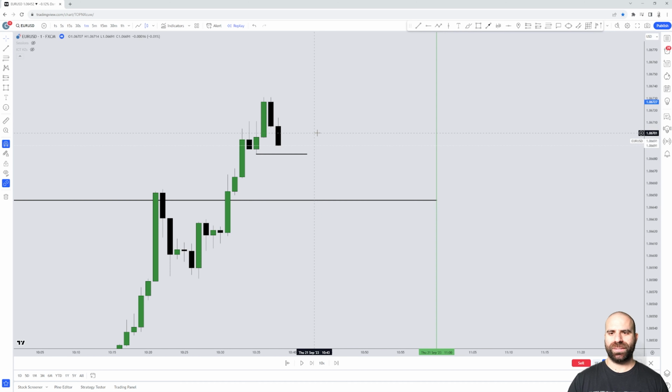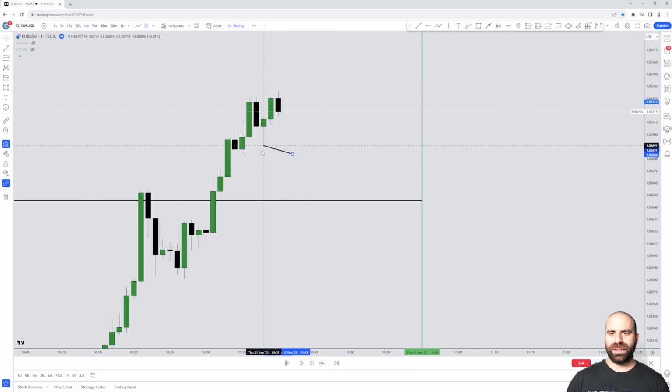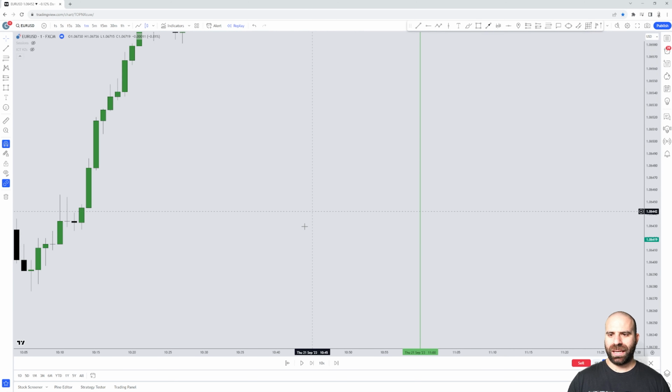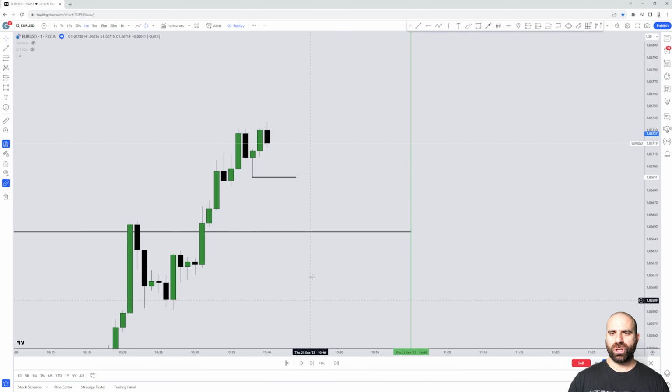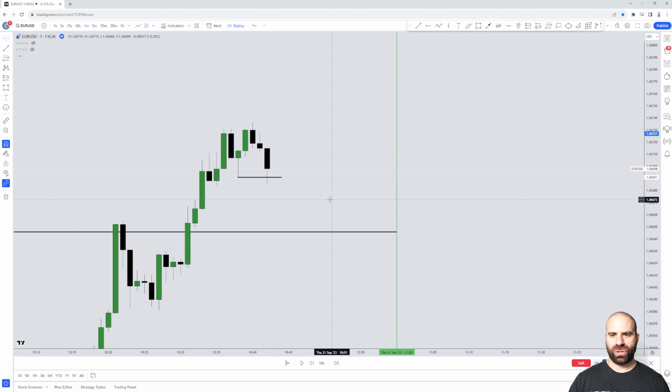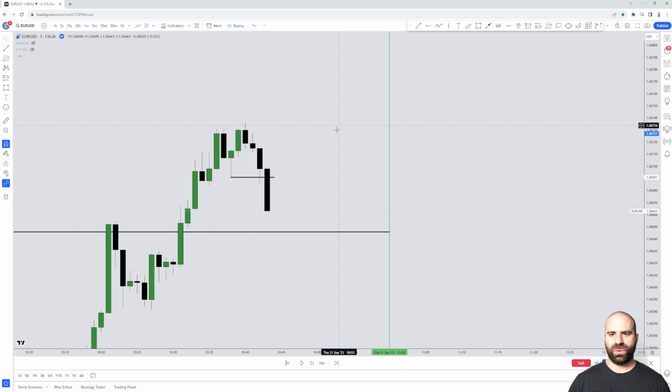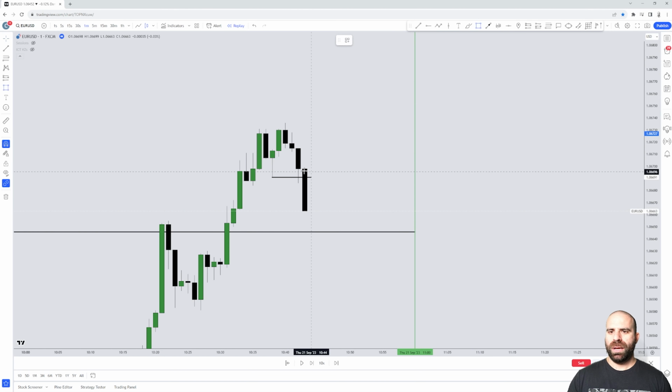Now we need to see a change of character if we are to enter a trade, of course, because the range is below this horizontal line and until this line, of course. So we necessarily need to see a change of character with the creation of an FVG. Now, an FVG is exactly right here. It is created exactly right here.